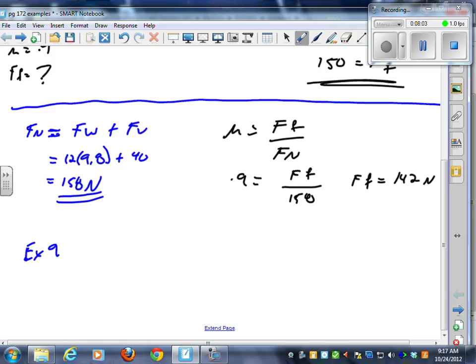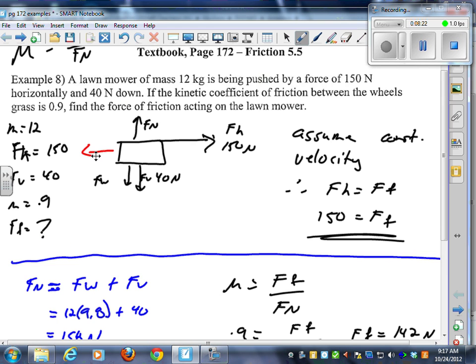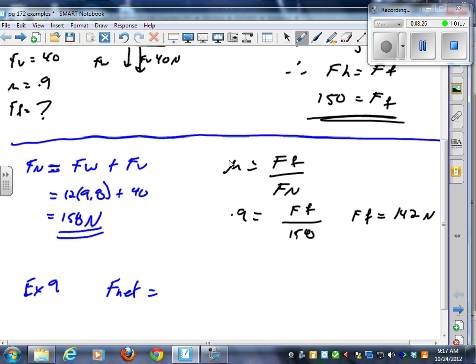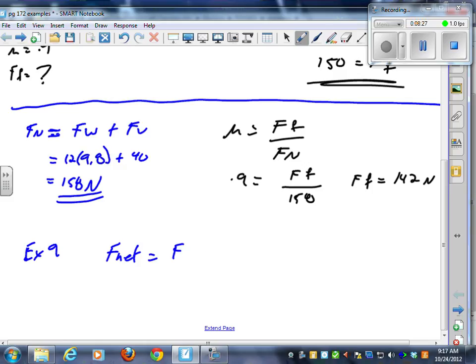Example number 9 is asking for the acceleration, right? Before I can get acceleration, I'm going to have to get what? Which formula has acceleration in it? F net. So I need to find the net force first. And the net force is going to be, if I've got 142 to the left, and I've got 150 to the right, my net force is simply my horizontal component plus my friction. I've got 150 newtons sideways. I've got minus 142 because it's opposite. So I only get 8 newtons of force.